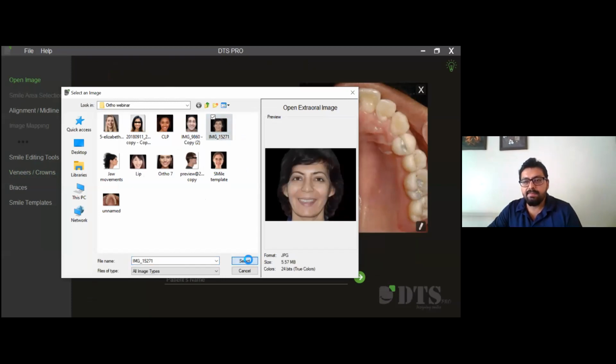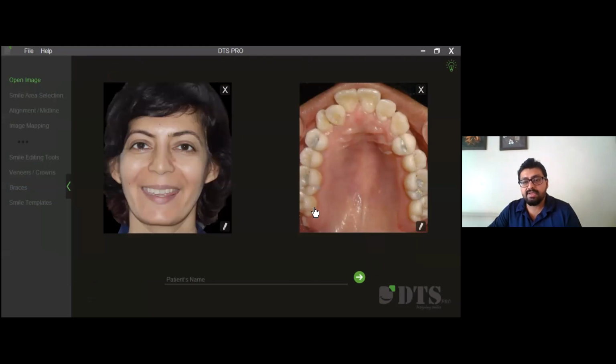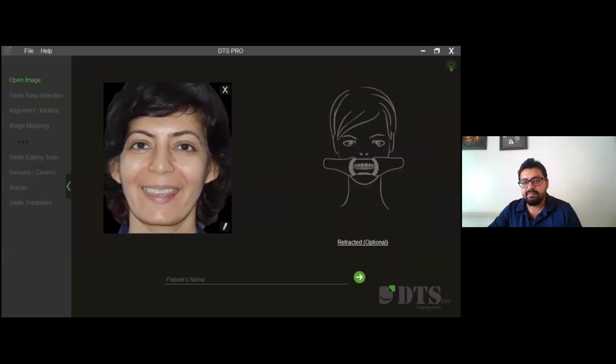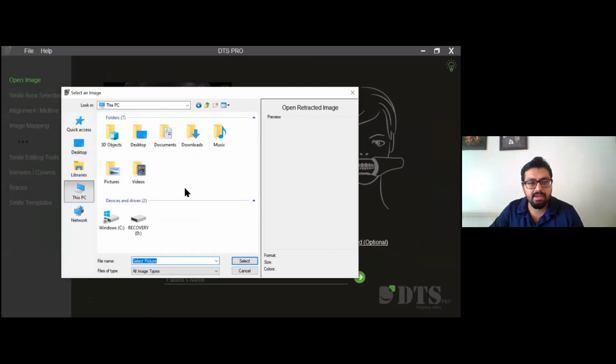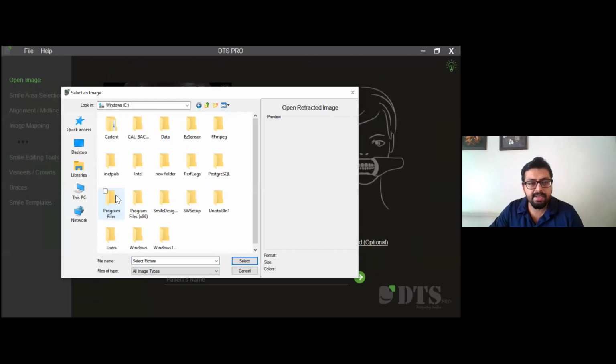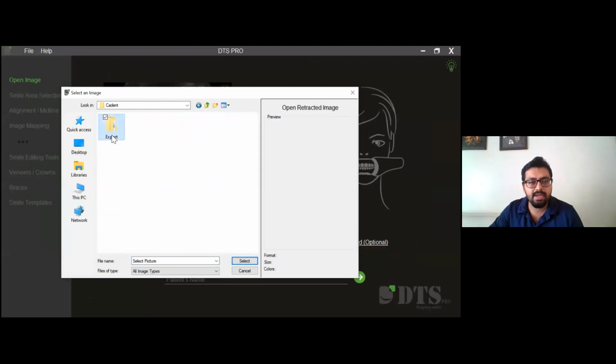If you have to plan using the patient's scans, these days many of us are using intraoral scanners. So you can even overlap the patient's scan on the image and carry out the necessary treatment planning. So let me show you how you can do that.